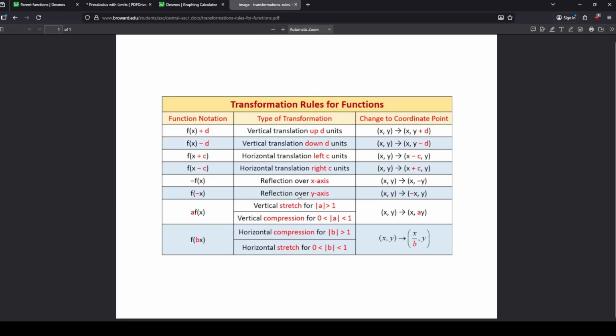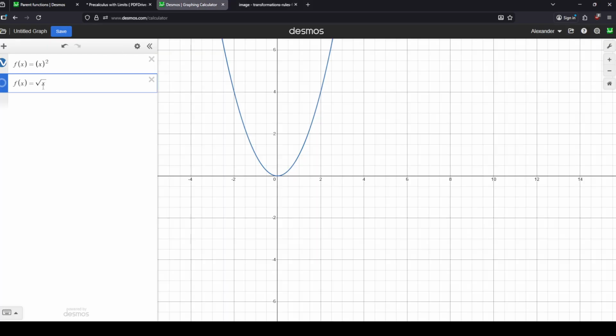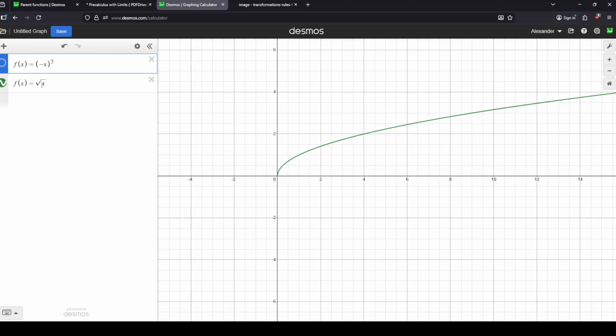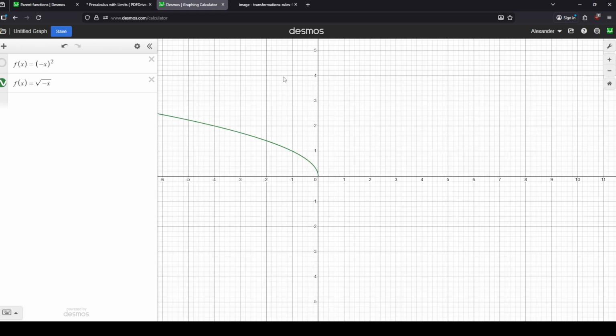All right, next up is a reflection over the y-axis. So everywhere you see an x, replace it with -x, similar to this horizontal translation. So instead of an x, I do -x, which doesn't change anything for a quadratic. So let's look at the square root function. -x. What this does is it pretty much flips everything across the y-axis, or exactly as that chart said.